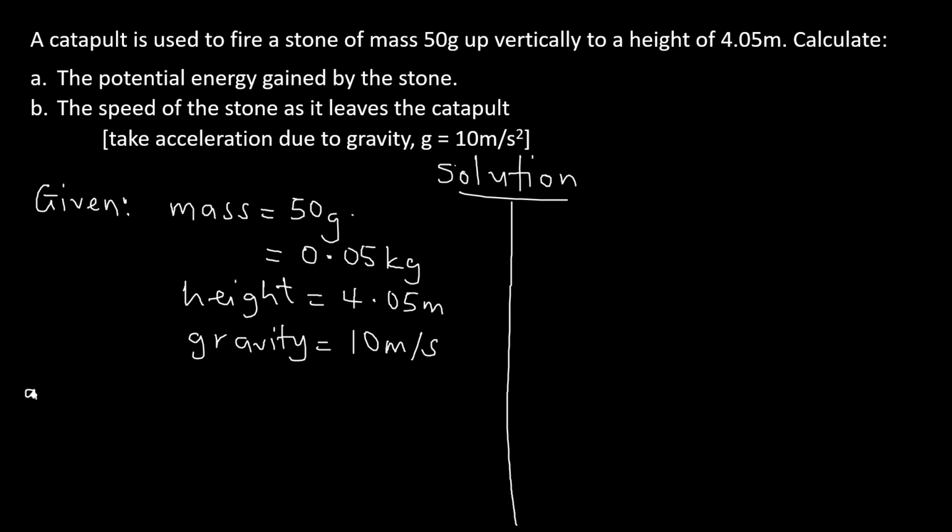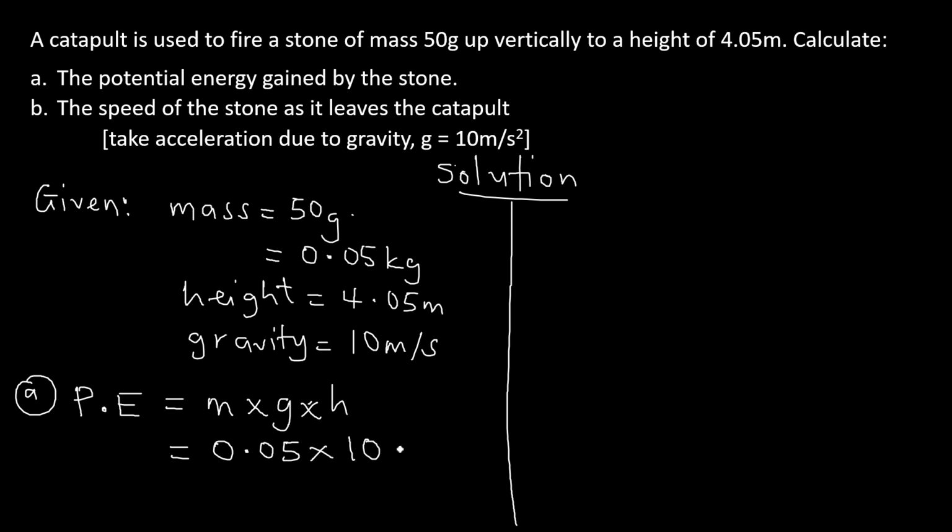Now, our first part of the question is to solve for the potential energy of the stone. The formula for potential energy is mass times gravity times height. So mass of the object times the gravity acting on the object times the height at which the object is. So the mass of the object is 0.05 kilograms times acceleration due to gravity, which is 10 meters per second square, times the height. The height is 4.05 meters.